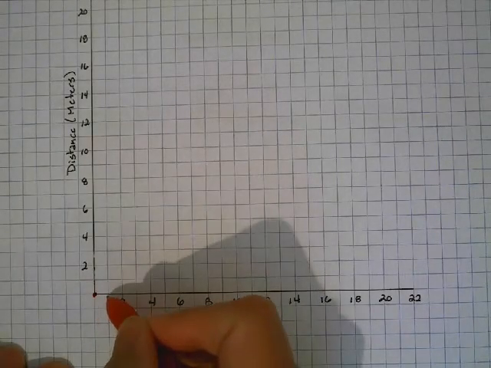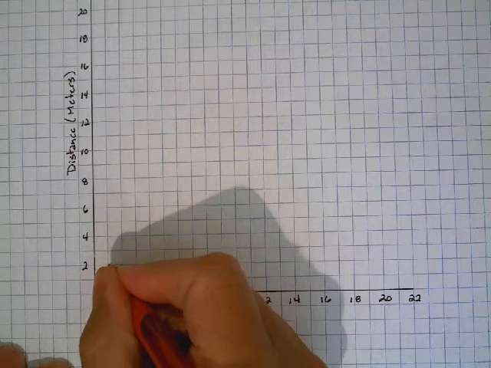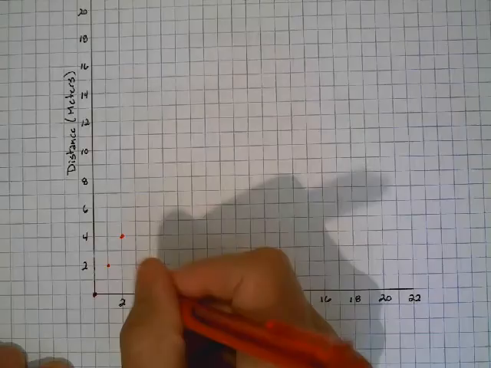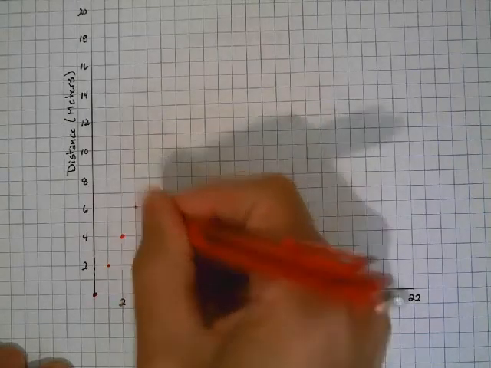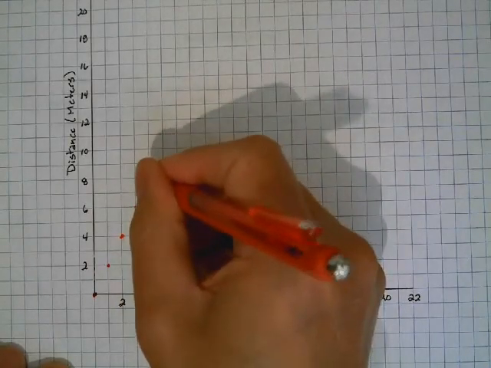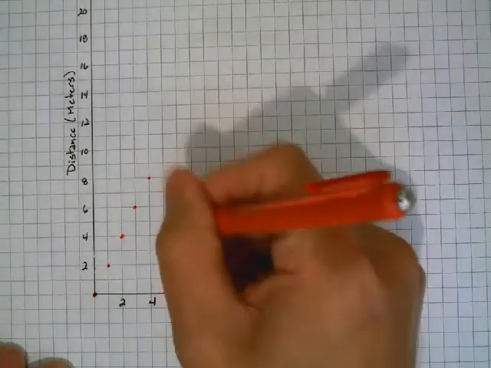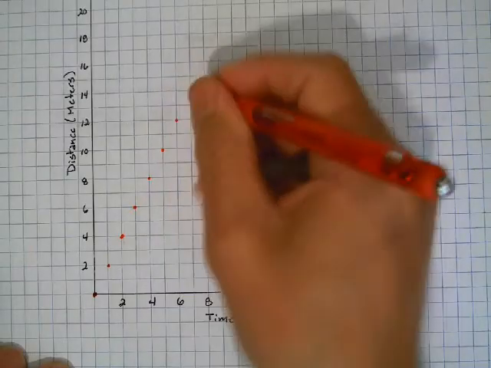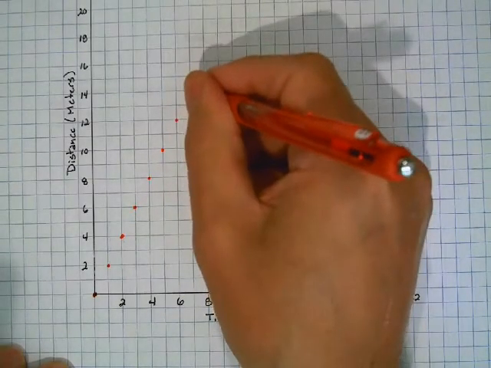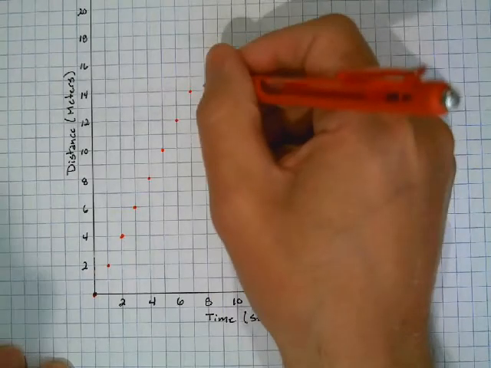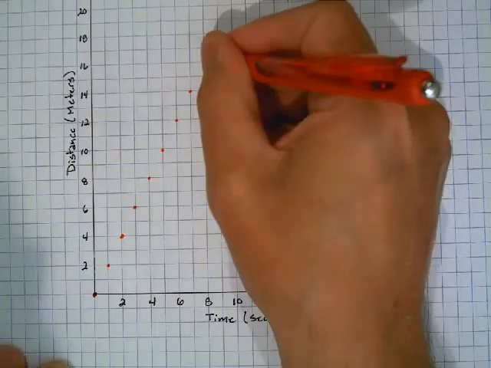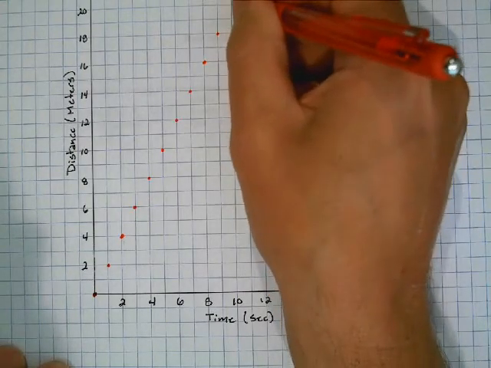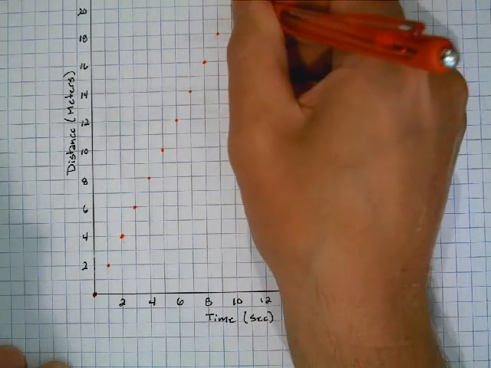So at 1 second, she'd be at 2 meters. At 2 seconds, she'd be at 4 meters. At 3 seconds, 6. 4 seconds, 8, and so on and so forth. So I'll keep on putting in those points. 5 would be 10, and then 12. And then at 7 seconds, she'd be at 14. At 8 seconds, she'd be at 16. 9 is 18. And 10 seconds, she'd be at 20 meters.